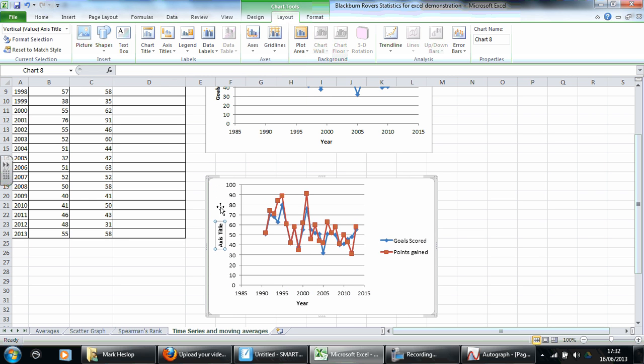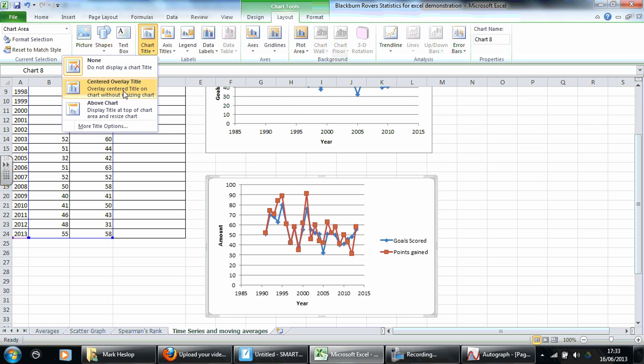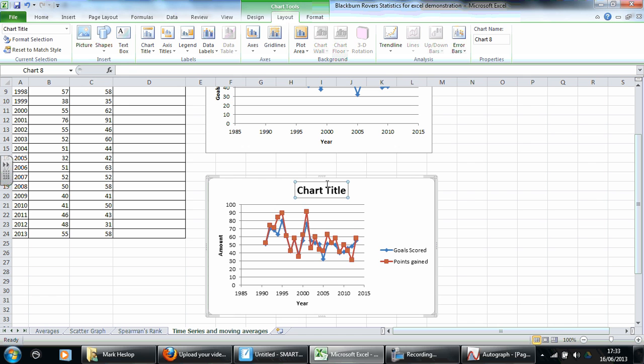That one, it's not goals, it's what goals scored and points gained represent, so I'll call it maybe amount, because it's something that you can't put either goals scored or points gained against, because it represents both of them in the y-axis. I'll just add a title as well, above the chart: comparison of goals scored against points gained.